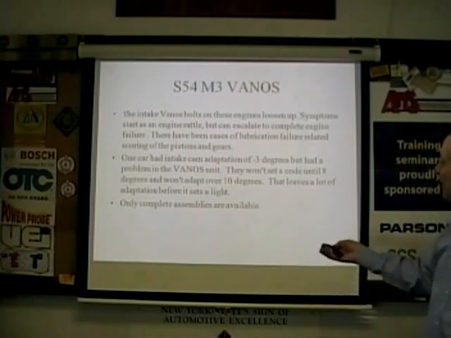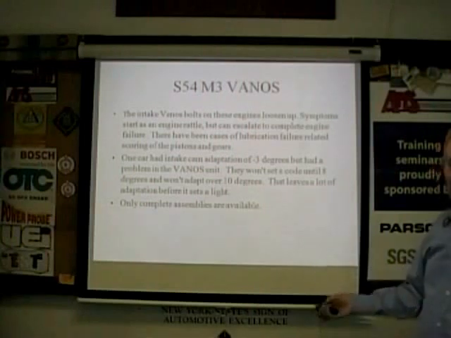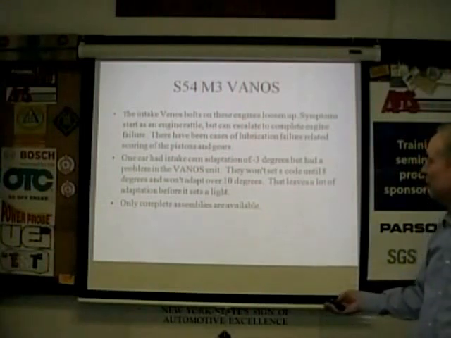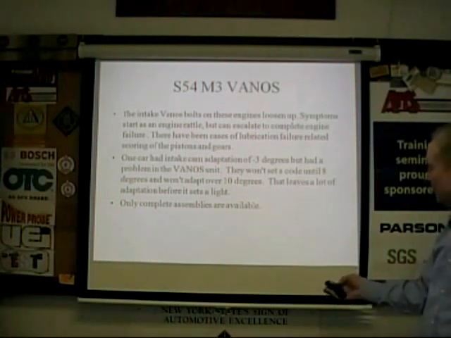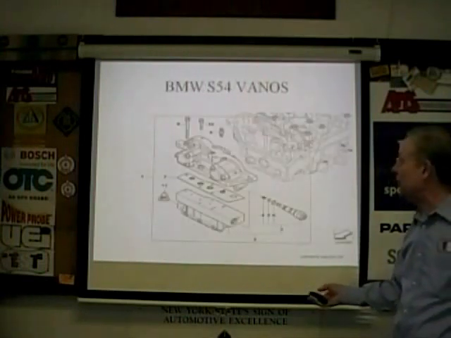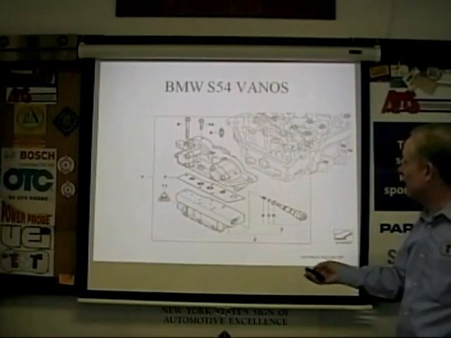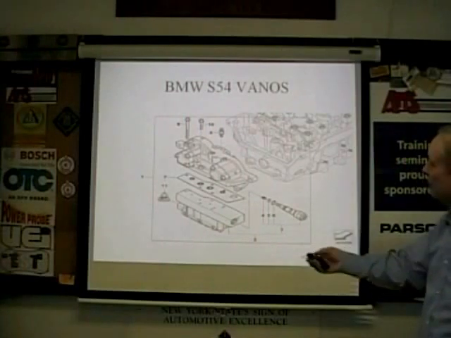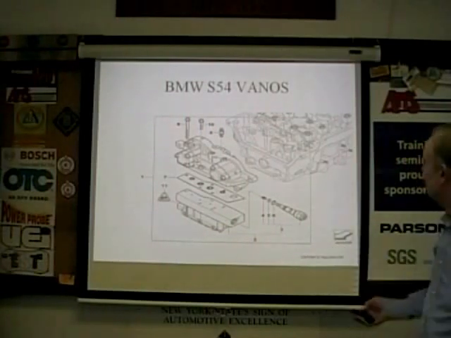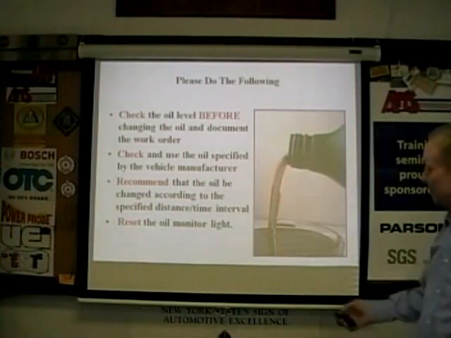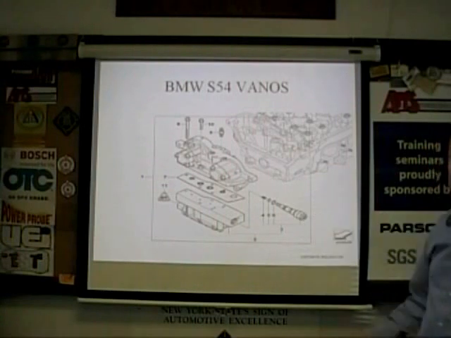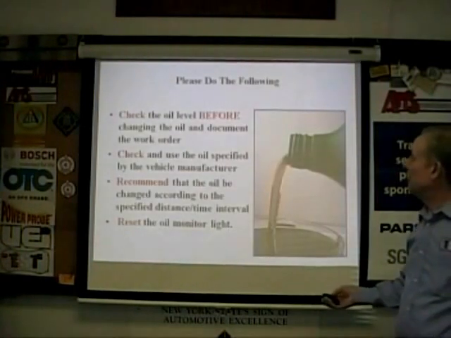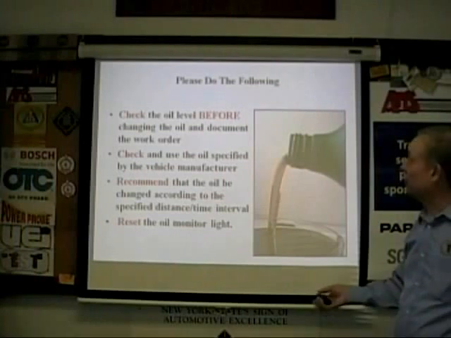Here's the thing. It won't set a code until it's done quite a bit of adaptation. So you need a factory level, high level scan tool to be able to actually read this stuff. And only complete assemblies are available. You can't get a rebuild kit from anybody on this particular one. There's a blow up of it, a lot of parts, but other than the bolts that hold it on, you can't get the pieces. And by the way, they run an accumulator on this that's a separate piece that has had issues. Another reason not to use the wrong oil or to forget changing it.